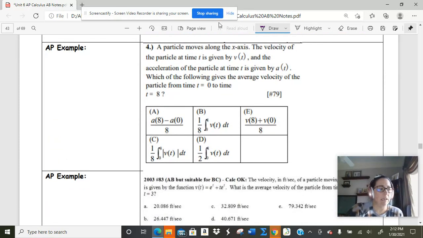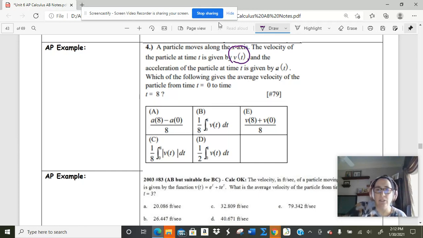All right, so let's try this AP example. The velocity of the particle is v of t, and the acceleration is a of t. Which of the following gives the average velocity of the particle? I know that I could be looking for two things. I could be looking for the integral of the velocity divided by the change in time, or the change in position over change in time. All they have given are either acceleration or velocity functions. So here I can see that my answer is B. This gives me the change in the position, the integral of the velocity, and then the 1 over b minus 0 is that change in time.